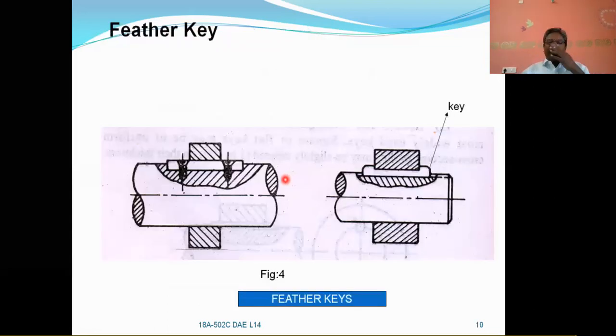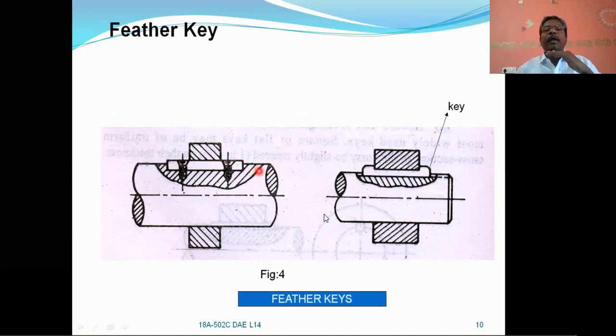So now the feather key. Feather key is nothing but a parallel key, and this is provided for relative axial movement of the mounting along the axis of the shaft. That means the hub of the mounting can move along with the key, along the axis of the key.